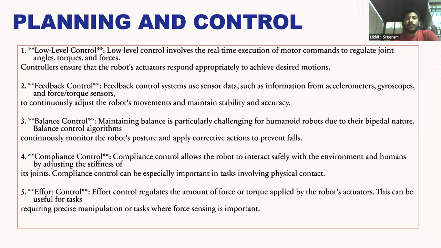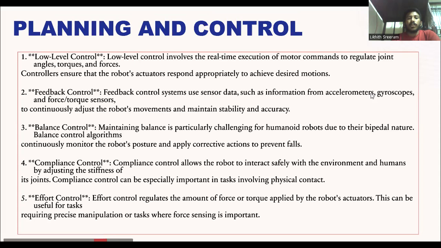If we come to the topic of control: low level control, feedback control, balance control, compliance control, and effect control. We'll be discussing a few topics in this control method, like low level control. Low level control involves the real time execution of motor commands to regulate joint angles, torques, and forces. Controllers ensure that the robot's actuators respond appropriately to achieve the desired motions.